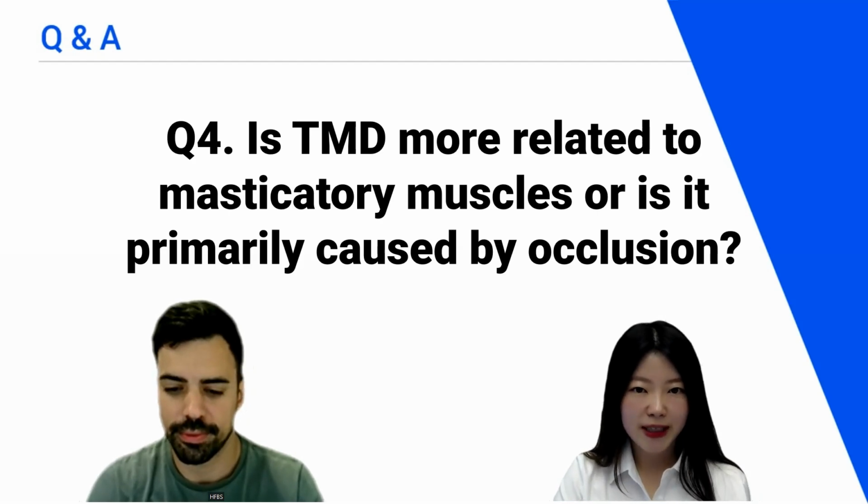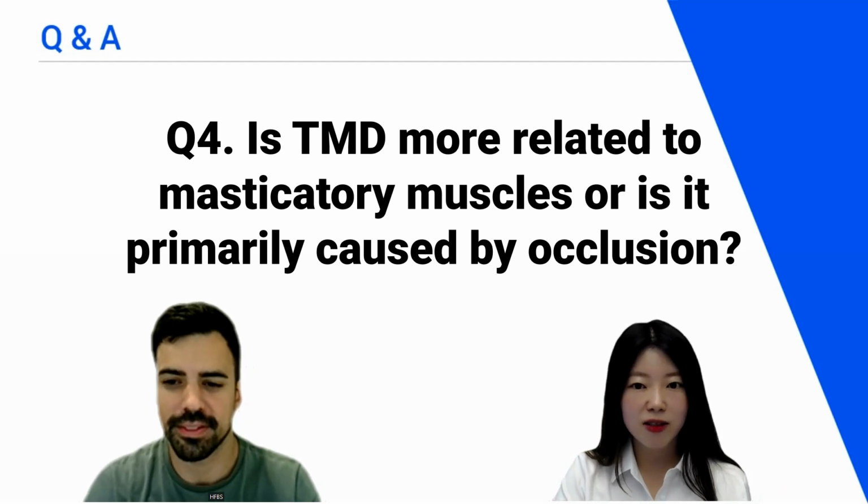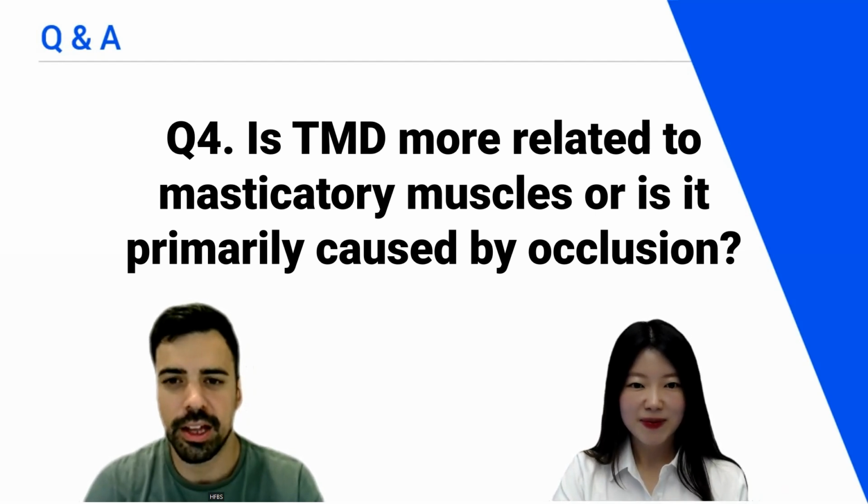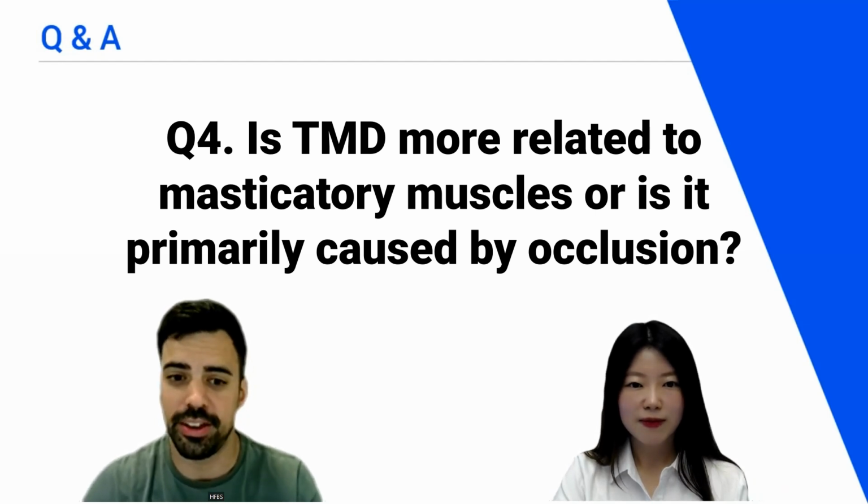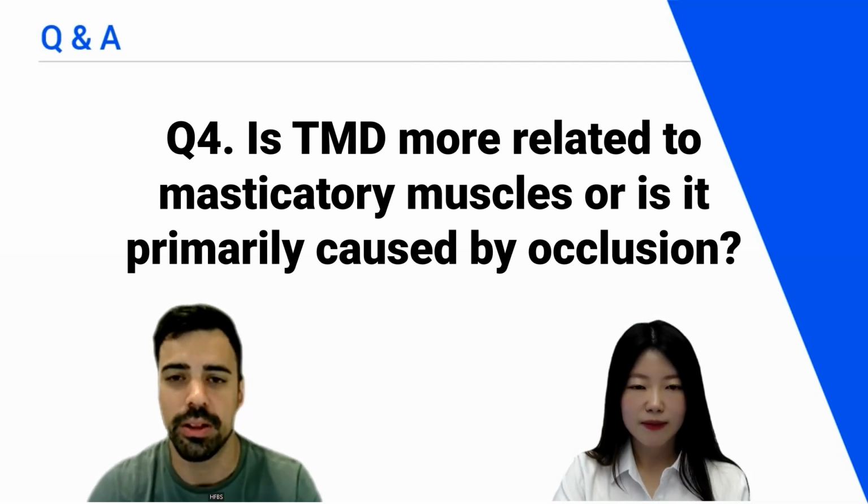I see. Okay. Question number 4. Is TMD more related to masticatory muscles or is it primarily caused by occlusion? It depends on the patient. Some patients trigger very easily. Some patients, they don't trigger. So we have the ability to adapt as human beings, to adapt really well.